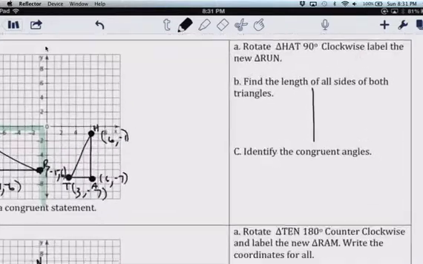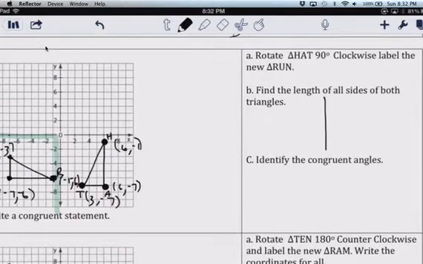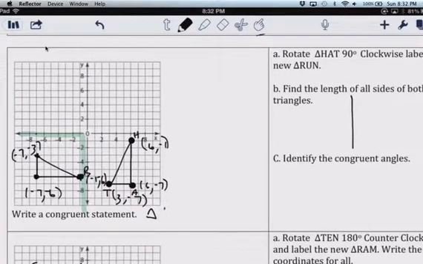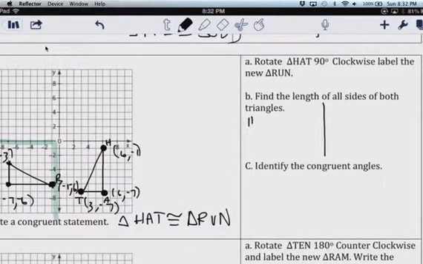Okay? And find the length of each one. They're both congruent. We can say triangle HAT is congruent to triangle RUN. Alright, so HA is 1, 2, 3, 4, 5, 6. HA is 6. And TA is 1, 2, 3. TA is 3. So same thing as the other one.